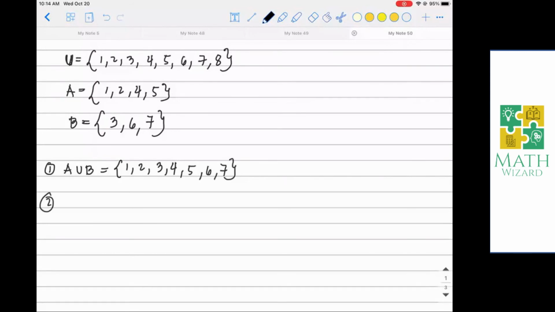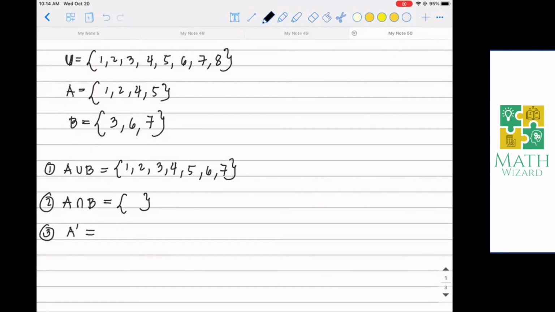For number 2 naman, let's have now the intersection naman of A and B. Ano yung intersection of A and B? Meron ba common between A and B? Wala. So kapag walang common, then that's an empty set. Okay? For number 3 naman, let's find A complement.